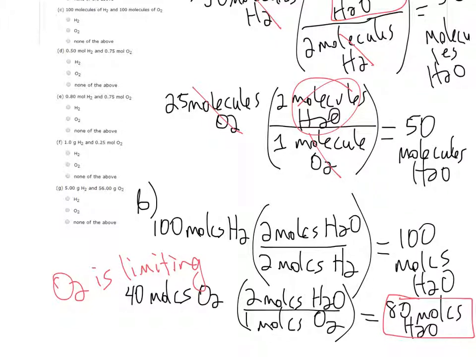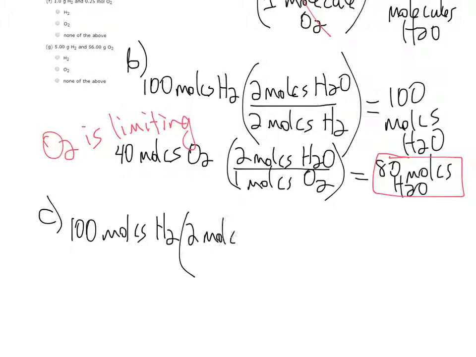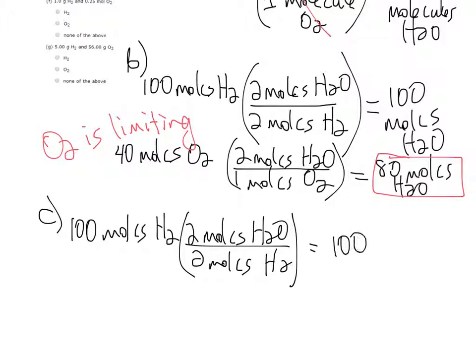In part C, they give us 100 molecules of either reactant. 100 molecules of H2, and once again the ratio of H2 to water is 2 to 2, which is the same as a 1-to-1 ratio. So we'll get the same number of molecules of water produced as you had molecules of hydrogen that reacted.